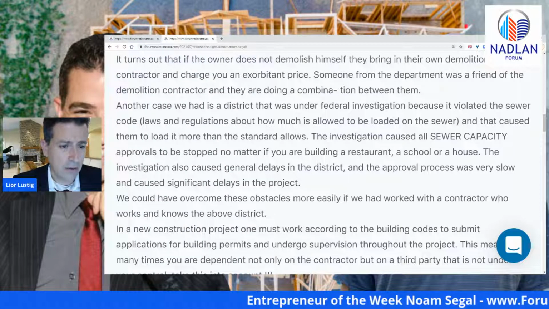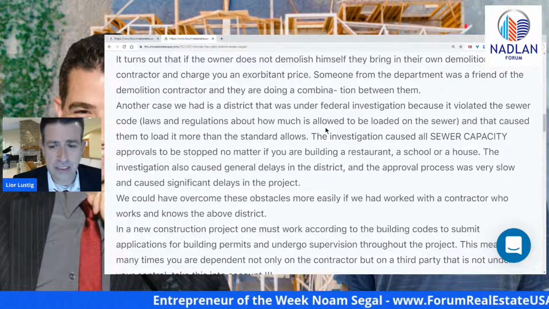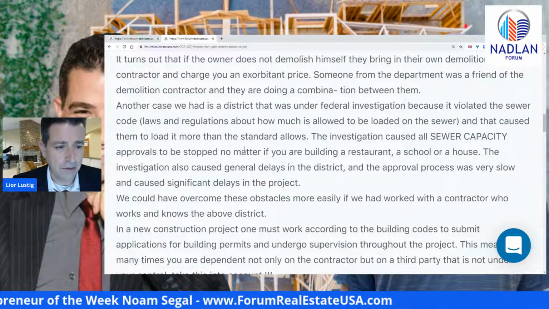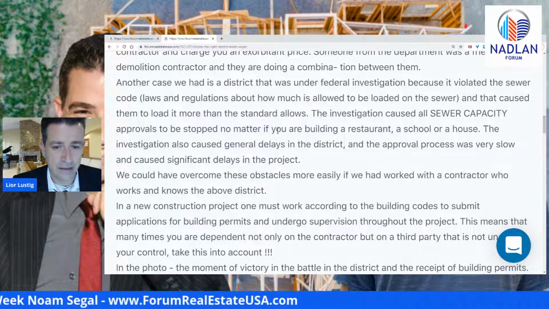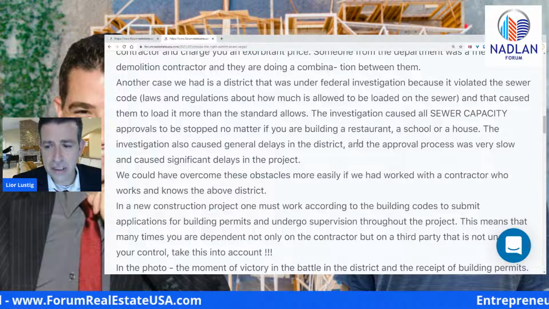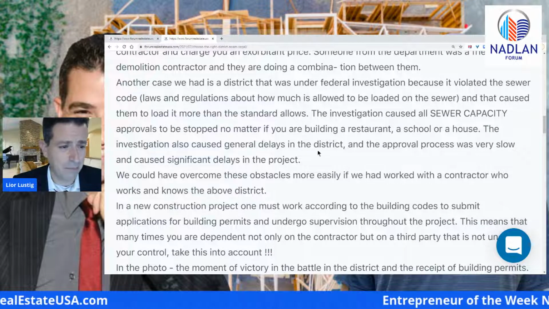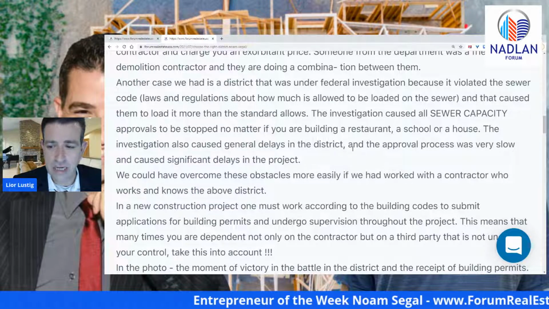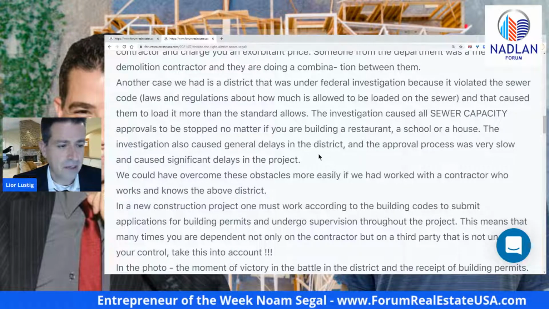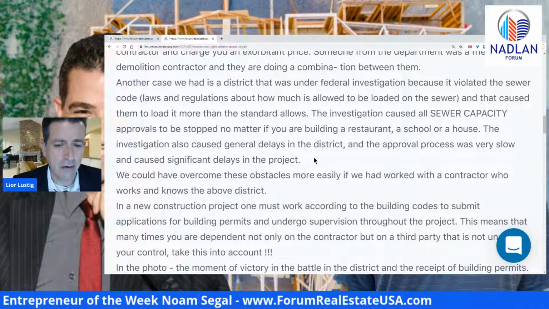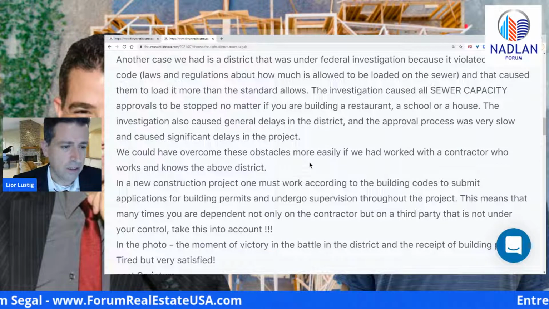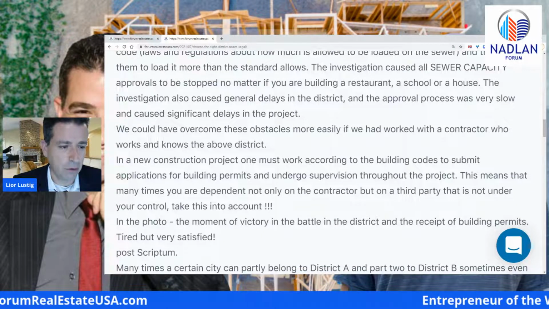Another case we had is a district that was under federal investigation because it violated the sewer code, laws and regulations about how much is allowed to be loaded on the sewer. And that caused them to load it more than the standard allows. The investigation caused all sewer capacity approvals to be stopped, no matter if you are building a restaurant, a school, or a house. The investigation also caused general delays in the district, and the approval process was very slow and caused significant delays in the project.